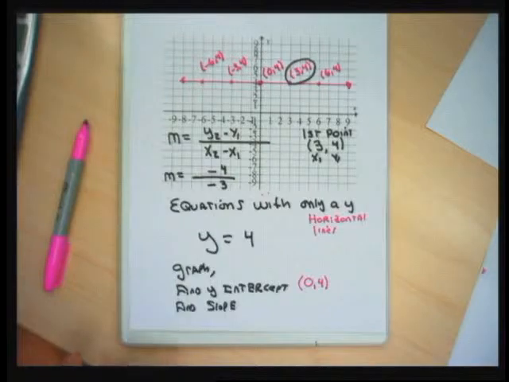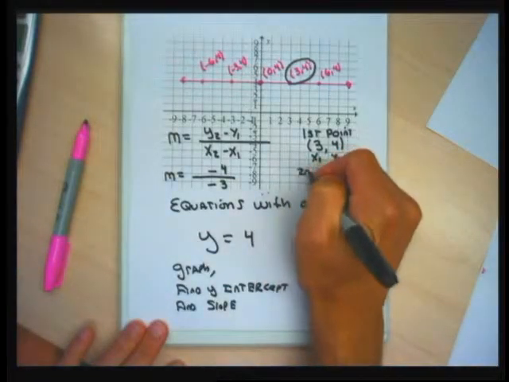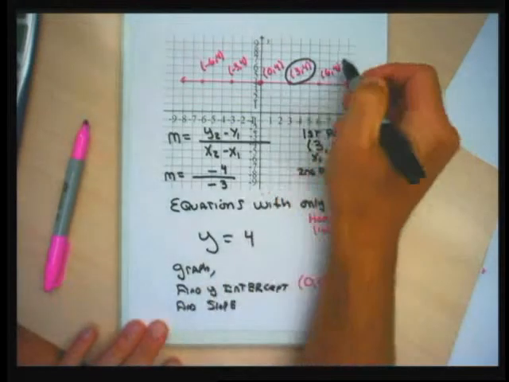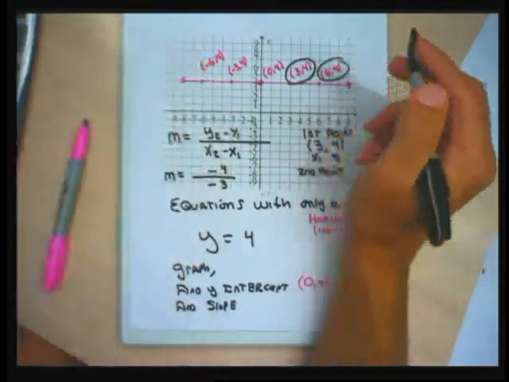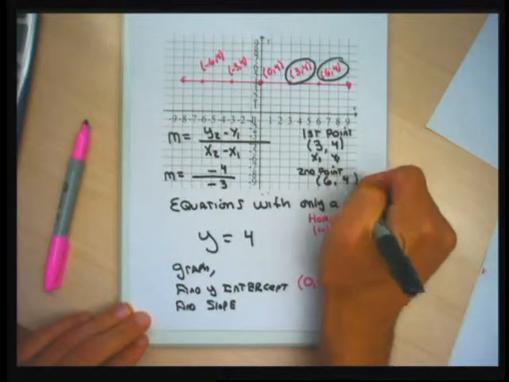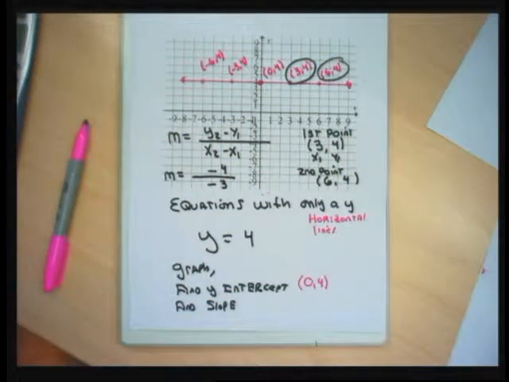So I've picked a first point. Now I need to pick a second point. There isn't a right and a wrong point to pick. I'm going to pick the point 6, 4. I don't like picking points that have negatives in them because they mess me up. And I'm going to put those numbers into the formula.